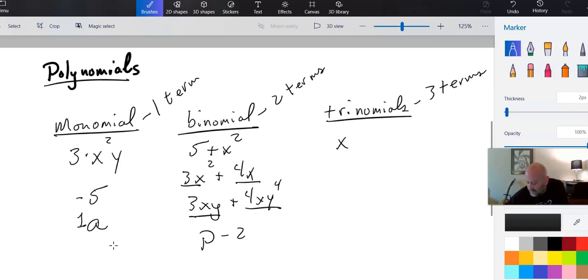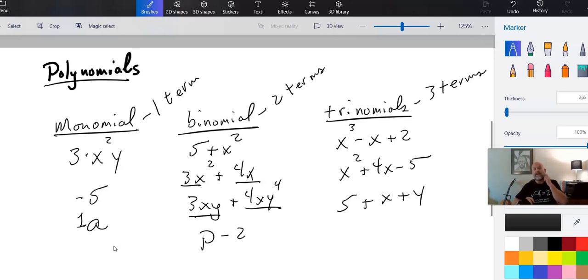So trinomials may look like this, right? It has 3 pieces to it. And that's what identifies a trinomial. Right? There's another trinomial. 5 plus x plus y is a trinomial. It's just anything that has 3 monomials added together is a trinomial.